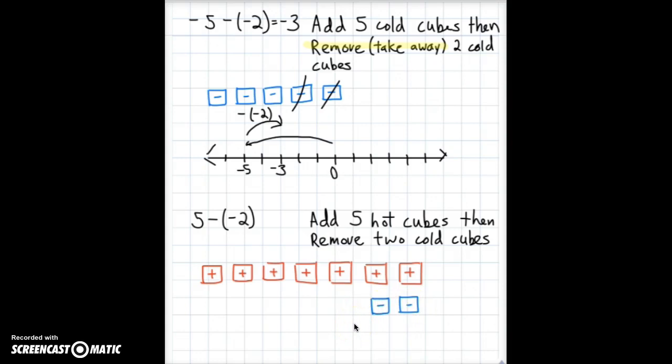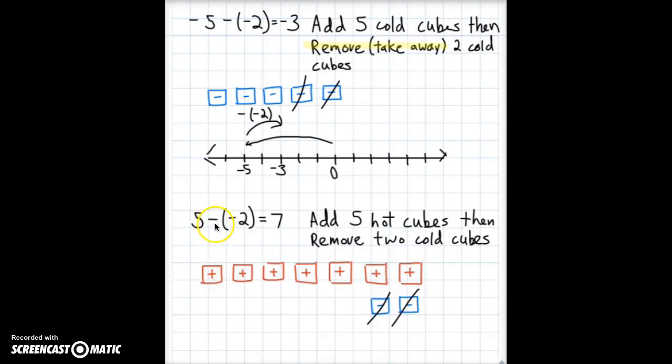So I can do that. I can take these away. And I've subtracted 2 cold. I've removed 2 cold. What am I left with? 1, 2, 3, 4, 5, 6, 7. And that makes sense, because if I have 5 and I take away some cold, the temperature is going to go up. The temperature goes from 5 hot to 7 hot.